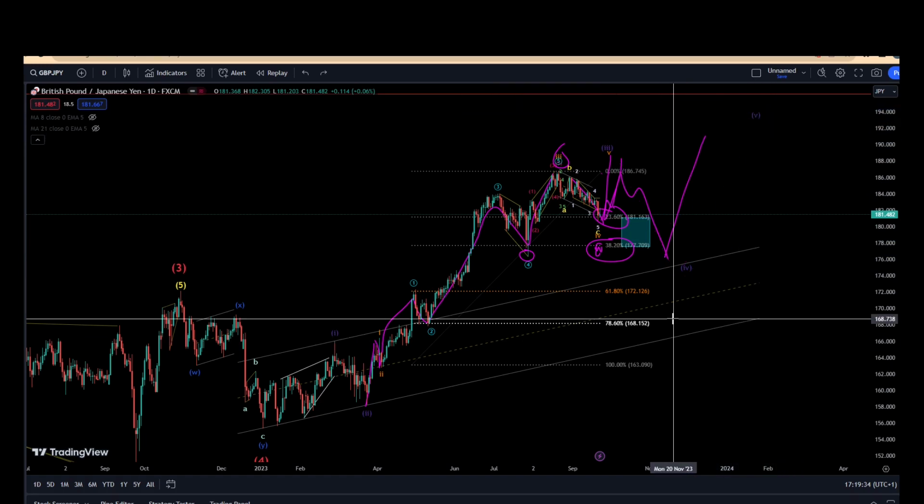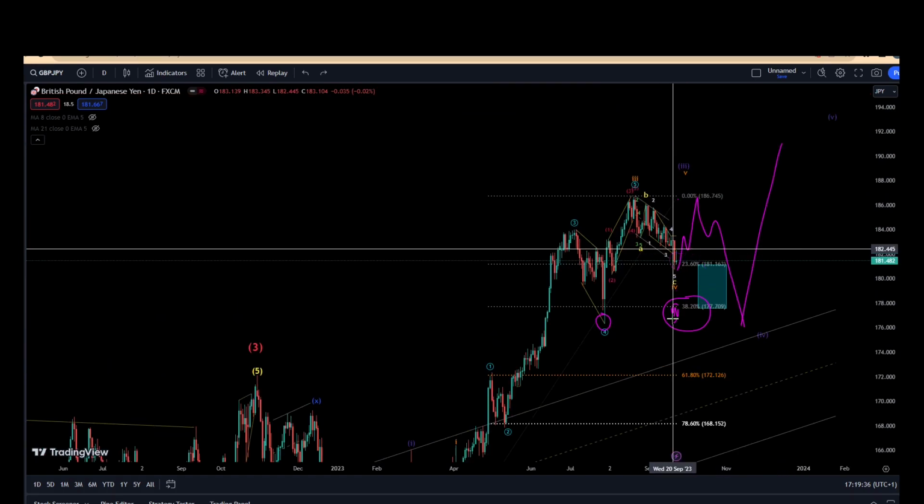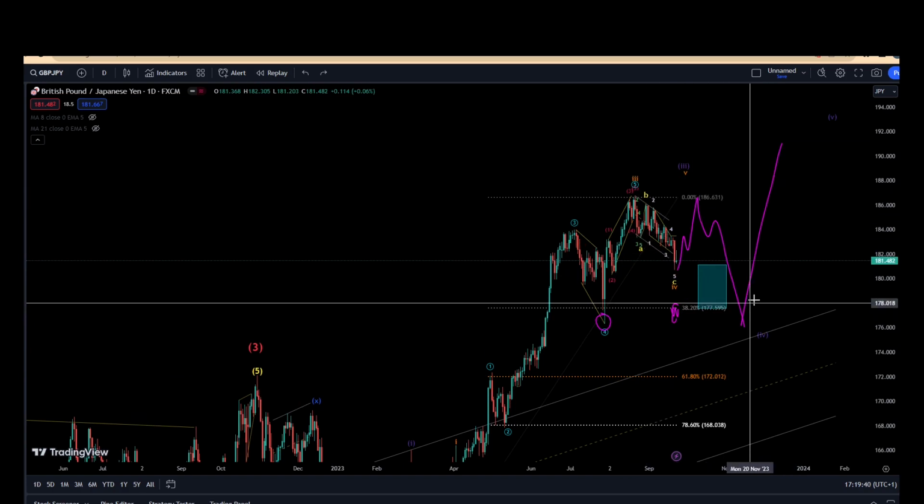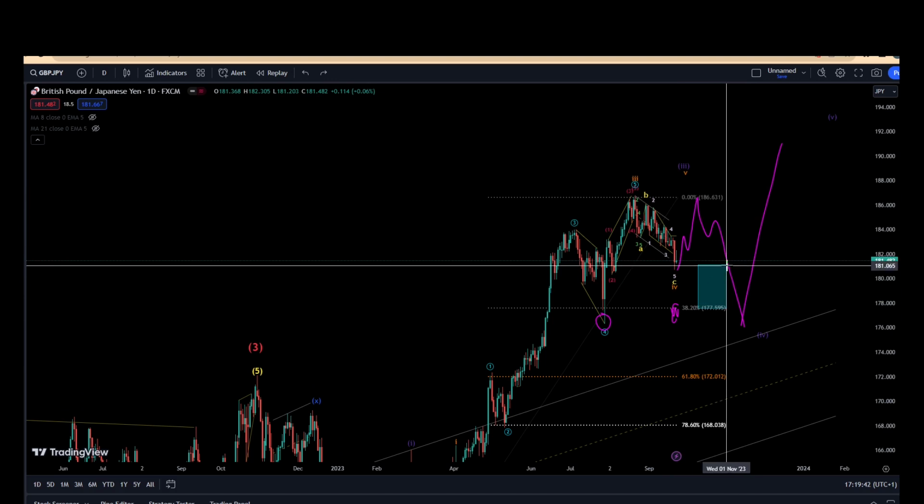So just be very, very careful. We could essentially be bullish to the upside or corrected to the upside and going down. That's basically the short-term story.